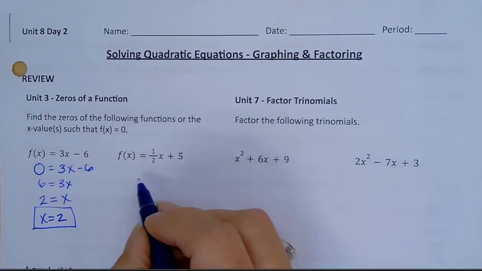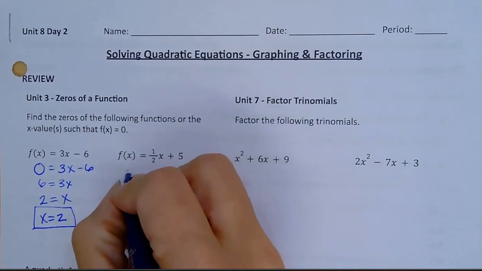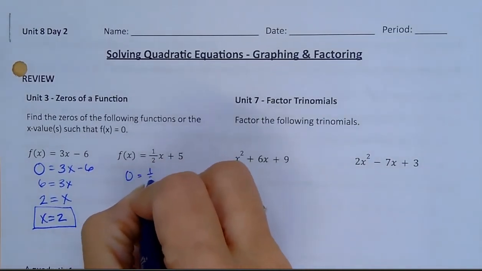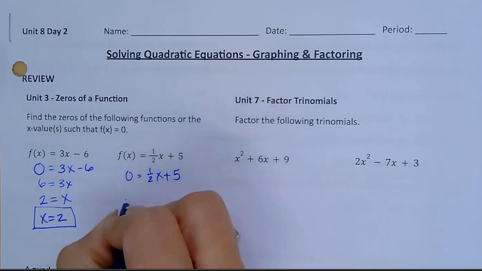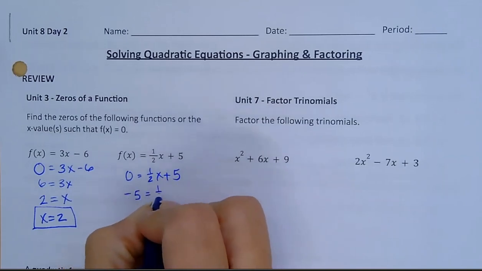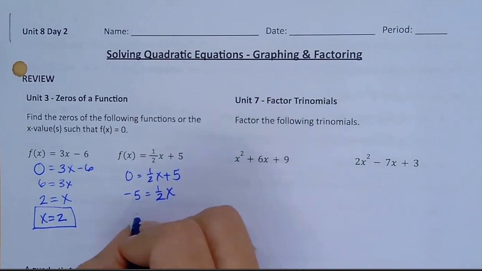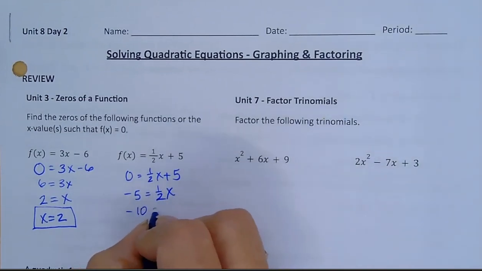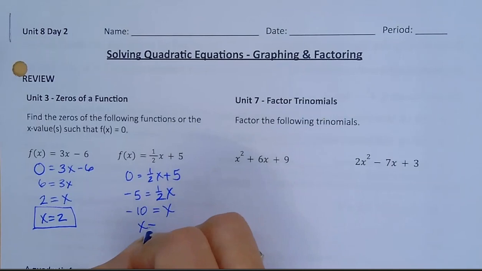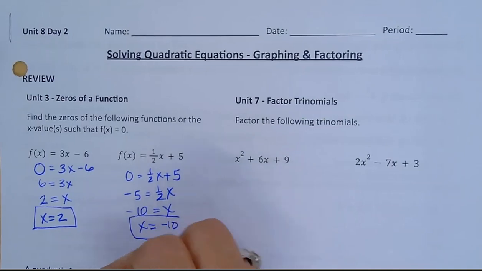All right, what is the 0 of this function? Again, the whole thing equals 0, so 0 equals 1/2 x plus 5. That means negative 5 equals 1/2 x. If I want to get rid of a denominator, I'm going to multiply by it, so I'm multiplying each side by 2, so I have negative 10 equals x, or I can say x equals negative 10.